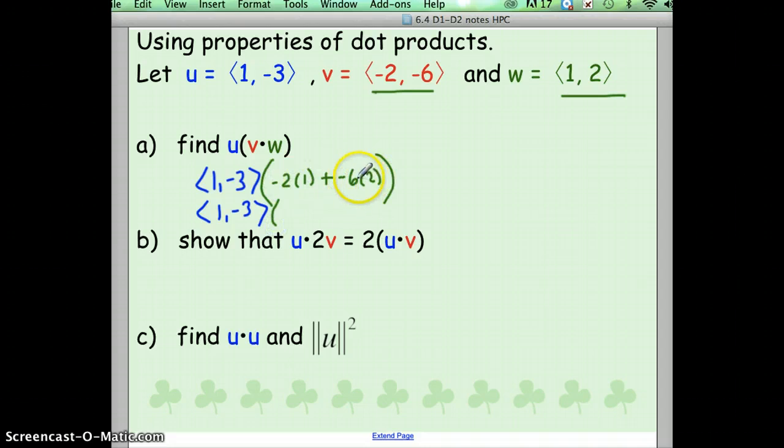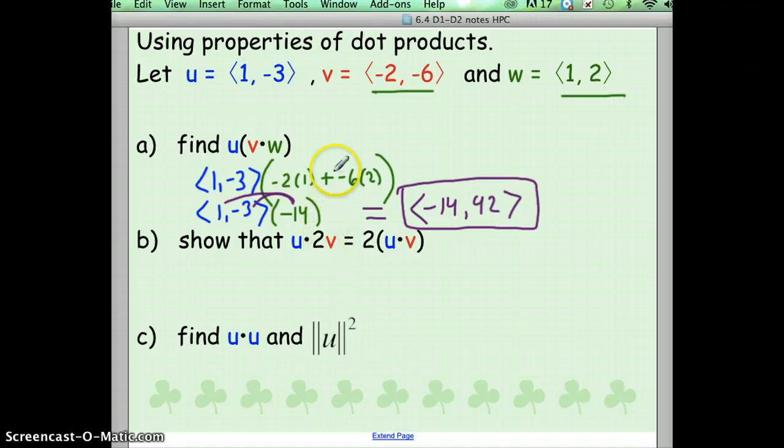Now when I take a dot product, I wind up with just a number. So this would be a -2 plus a -12. -2 plus -12 is -14. So now I have a vector times just a number. So you can distribute that -14 through. So -14 times 1 is -14. -14 times -3 is 42.